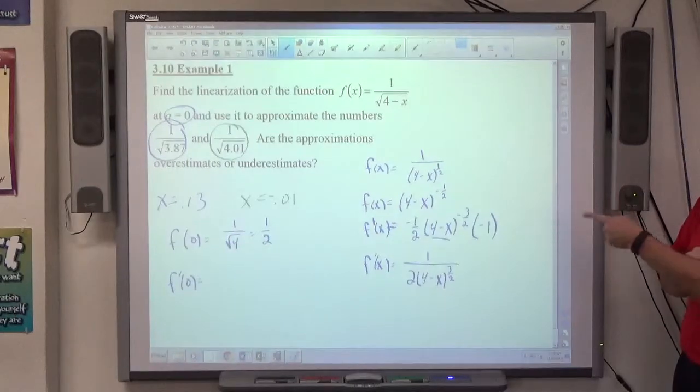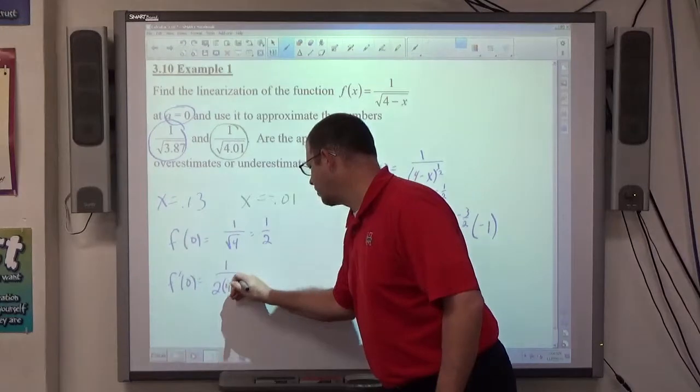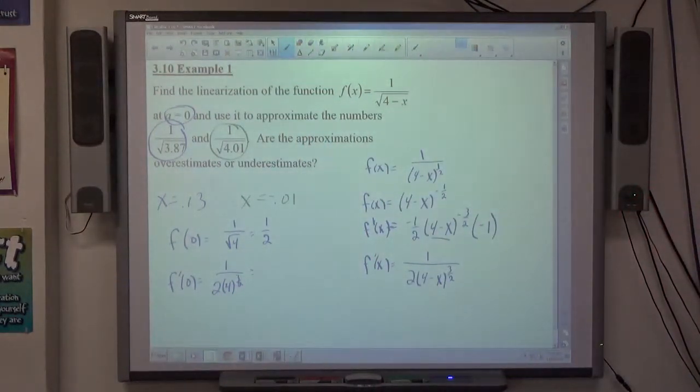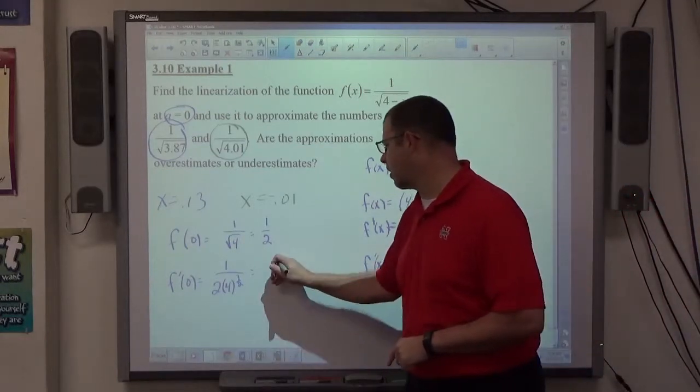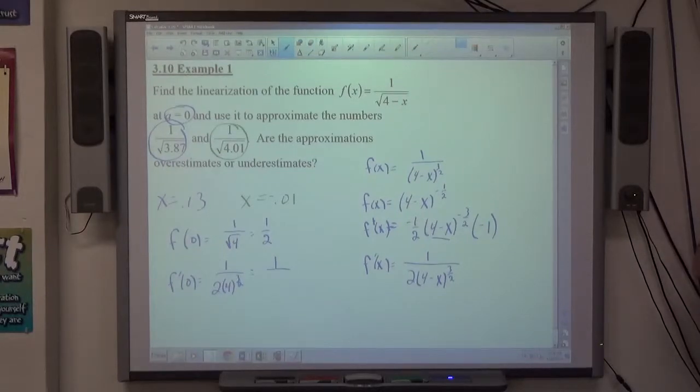And then f prime of 0 is 1 over 2 times 4 to the 3/2 power. What does that equal? Not 1 over 8 to the 3/2. That's multiplying before you take a power. You got to do 4 to the 3/2 first, then multiply by 2. 3/2 power means take the square root of 4, which is 2, and then 2 cubed is 8, and 8 times 2 is 16.